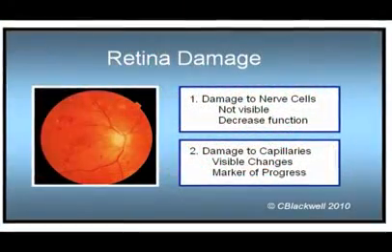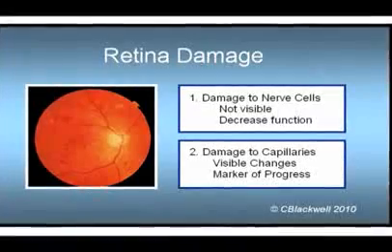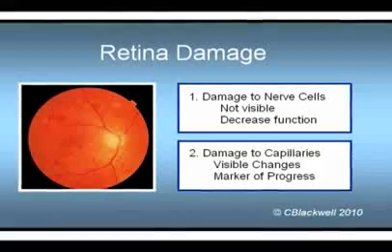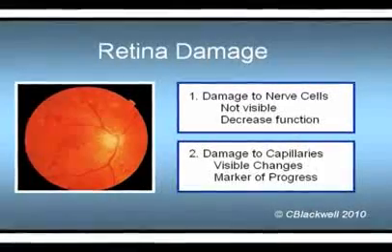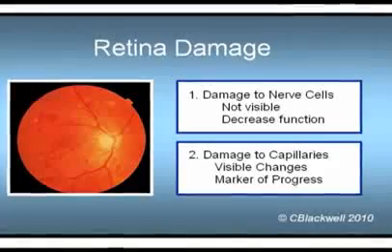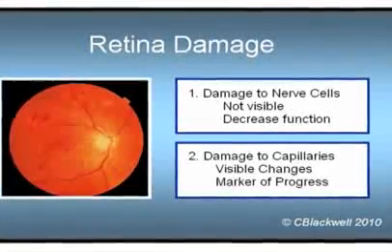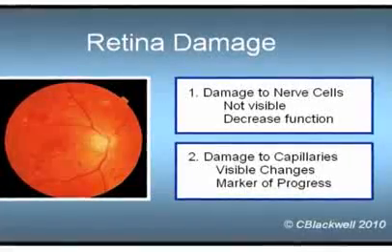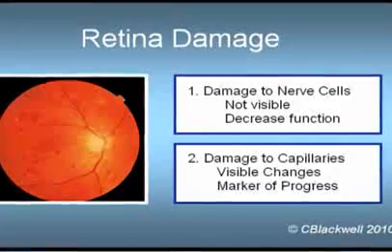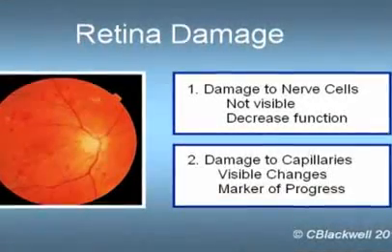In diabetes, damage to the retina can be divided into two categories. Category 1 is damage to the nerve cells that make up most of the retina. In this early stage, a decrease in nerve function precedes blood vessel damage. You can't see this by looking into the eye, but it can be measured by a number of tests, like contrast sensitivity and color vision. Category 2 is damage to the blood vessels. This can be seen by looking into the eye. Progression of retinal damage is followed by monitoring the visible changes, which we will describe directly.